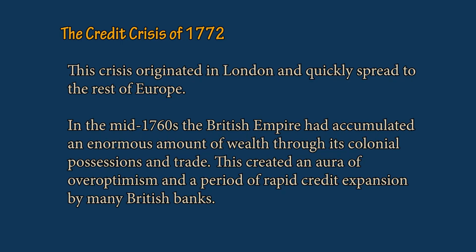In the last segment of today's presentation, we are going to briefly talk about some of the well-known crises in history. Now, the credit crisis of 1772. This crisis originated in London, but then, of course, it spread very quickly. By the mid-1760s, they had accumulated a lot of wealth and so on, also thanks to their own colonial processes. Now, this created an aura of over-optimism. And remember, this whole idea of over-optimism and a lot of credit expansion happened then. It is very common in various financial crises.